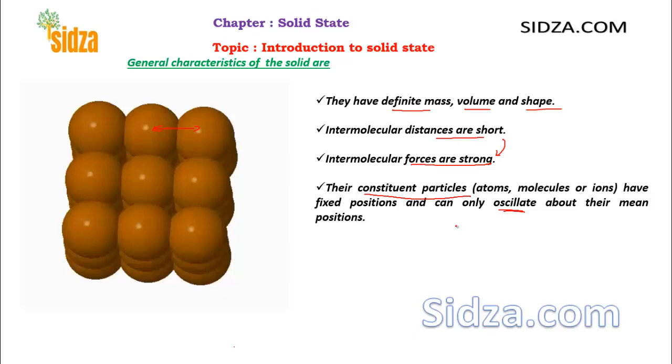In the gaseous state, the particles can move from one position to another position, right? That means they have a translational motion, rotational motion and also the vibrational motion. But in solid state, particles cannot move, right? The translational motion is zero, right? Only they can oscillate, they can vibrate from their mean positions.